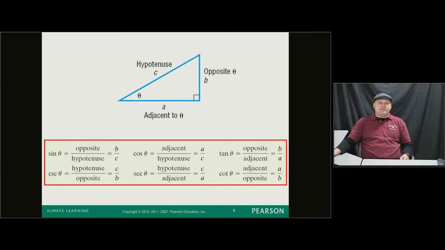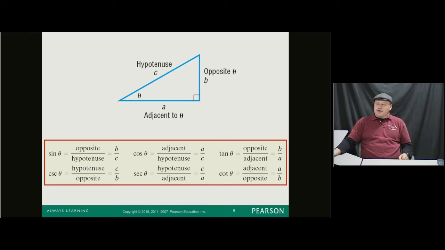Now the remaining three: the cosecant of theta is the hypotenuse over the opposite, which is c over b. So if you notice here, the cosecant of theta and the sine of theta are what we call reciprocal functions, because one is the reciprocal of the other. Similarly, cosine and secant are reciprocals, because cosine is a over c and secant is c over a. And the tangent of theta is b over a, whereas the cotangent is a over b. And those are reciprocal functions as well.